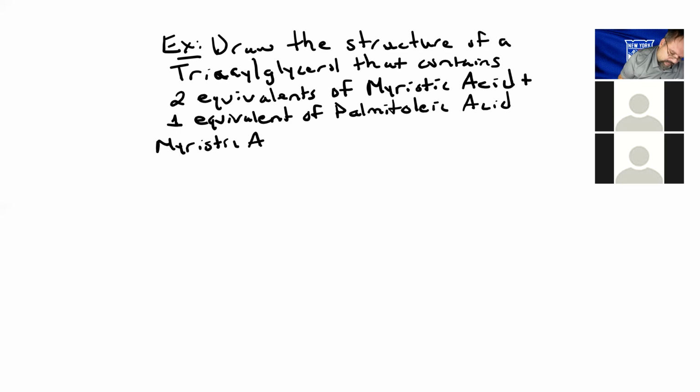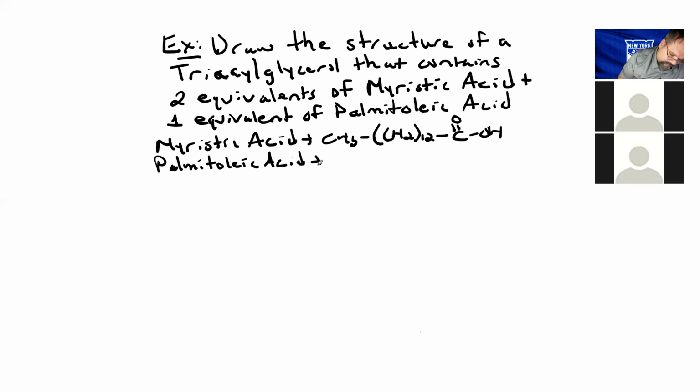Myristic acid has the following structure. And then palmitoleic acid has the following structure. CH3, CH2, CH double CH, CH2, 7, C double bond O, OH.